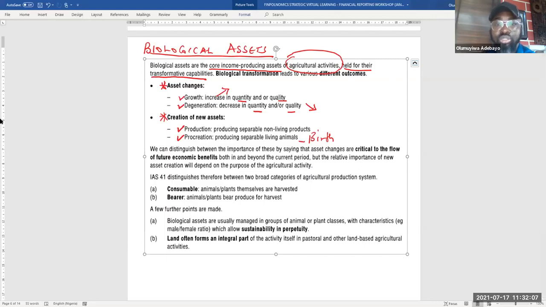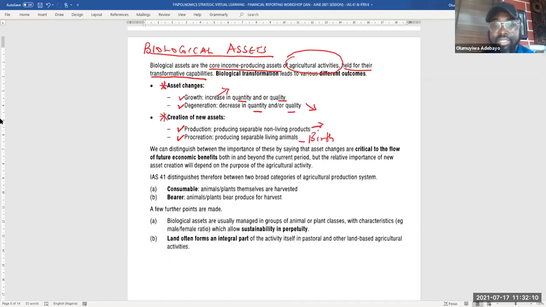While production is by producing non-living items, such as laying eggs for poultry farming. Okay, you can see this now. Now, we must understand this biological transformation as a process because it affects our accounting, and we're going to see it in one of our methodologies.